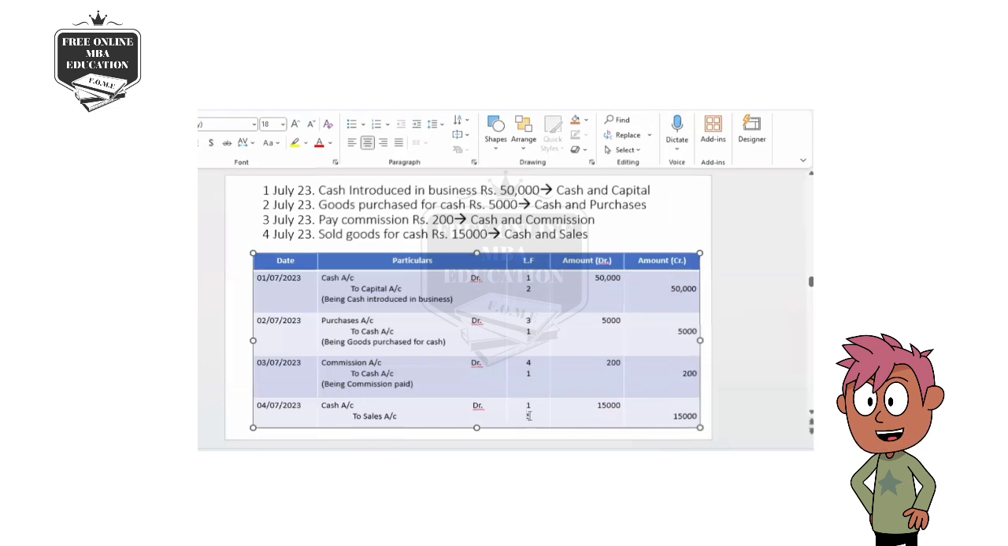So whenever a new account appears, we are going to mark a new number. If it's an already existing account, we are going to utilize that existing number.